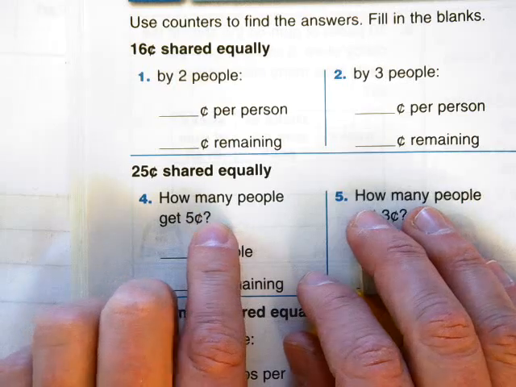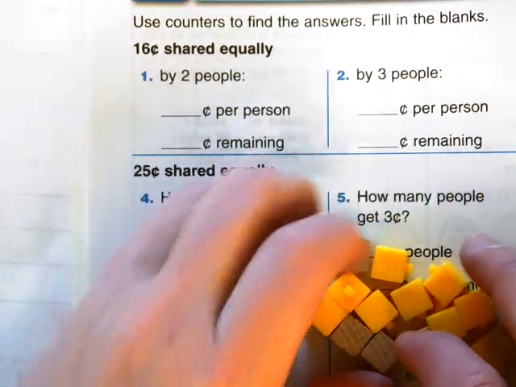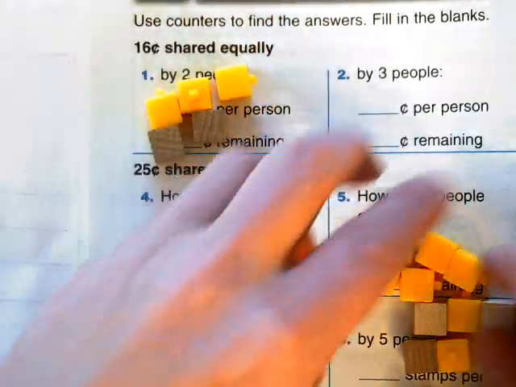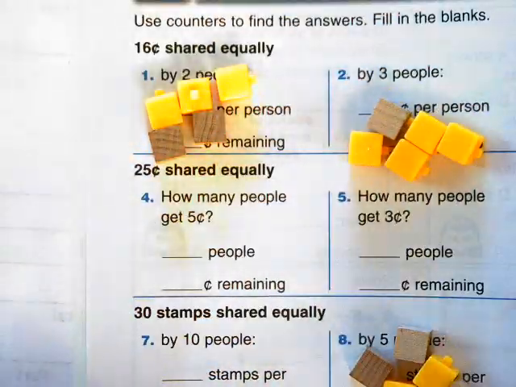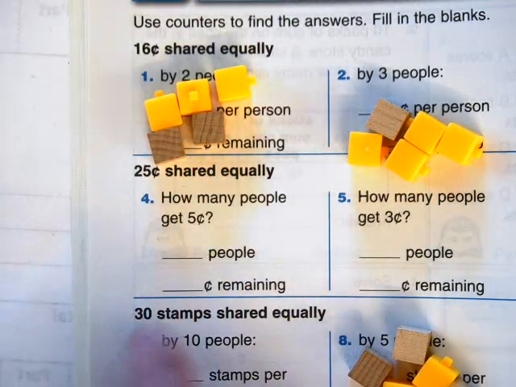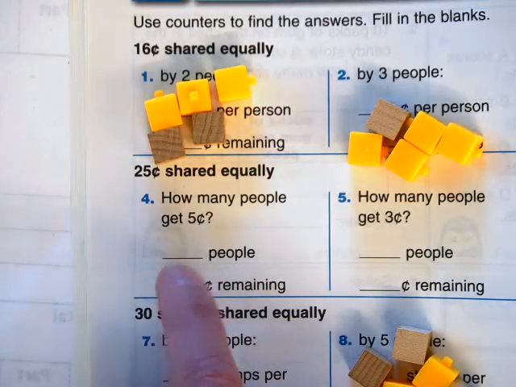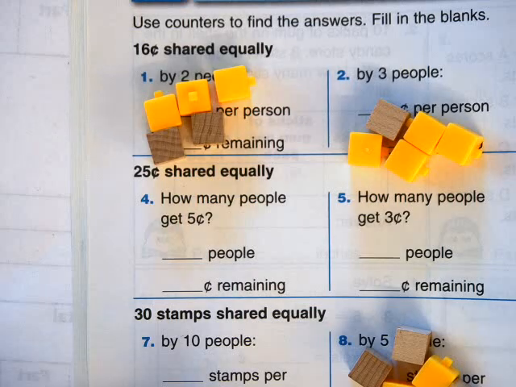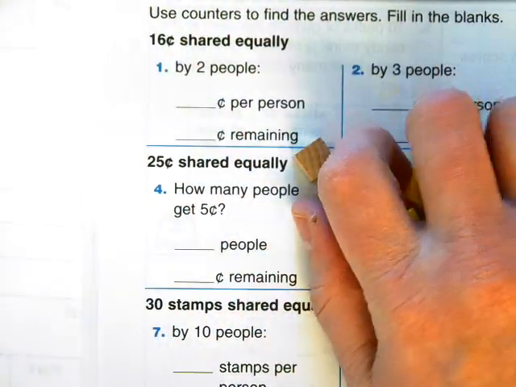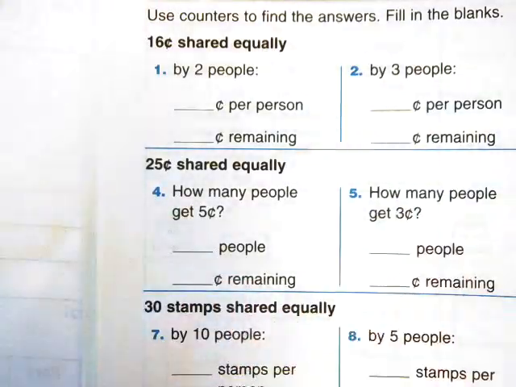It wants to know how many people can get 5 cents. Well, this time I have to make groups of 5, because these are 5 cents each. Then I split it into groups of 5, and I count my groups. Those groups are the number of people. If I have any cents left over, that's what goes there. If you had 6 cents left over, you'd make another group, and then you'd only have 1 cent left over because you took 5 away. So that's how you're going to do this.